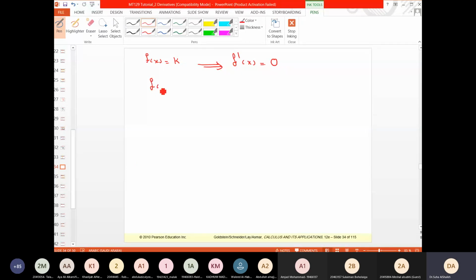If my function f of x is equal to, let's say, b multiplied with x, then what will be my derivative? What's my f dash of x? It's equal to, sorry, it's not equal to 0, it's equal to b. So for example, if it was 2x, the derivative is 2. If it was 3x, the derivative is 3. This is rule 1 and this is rule 2.